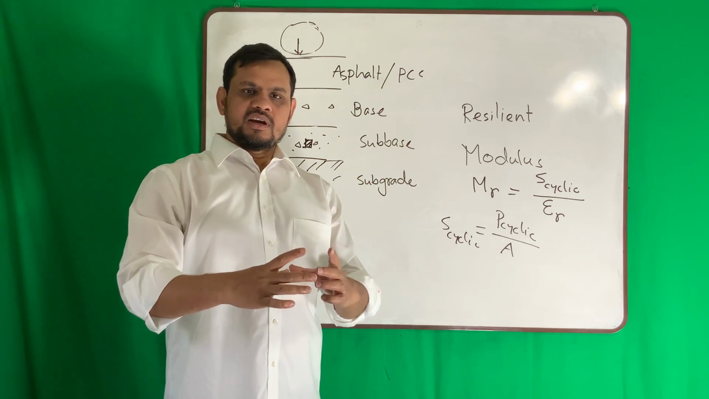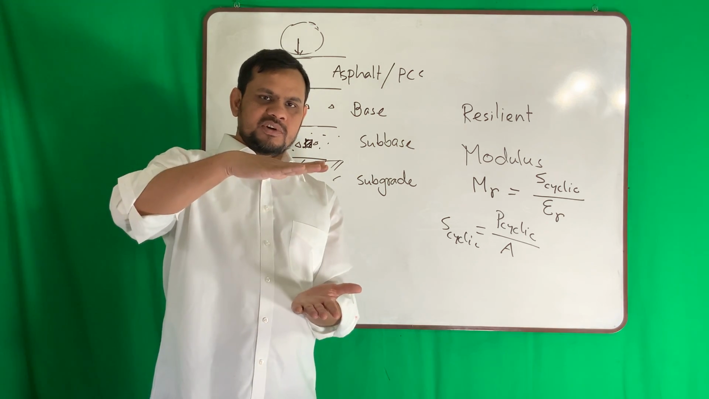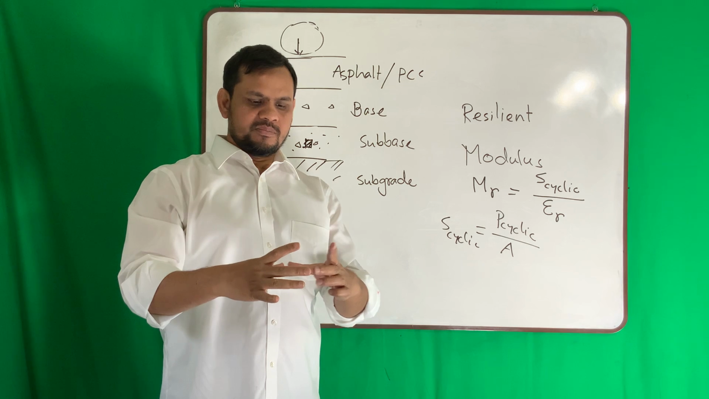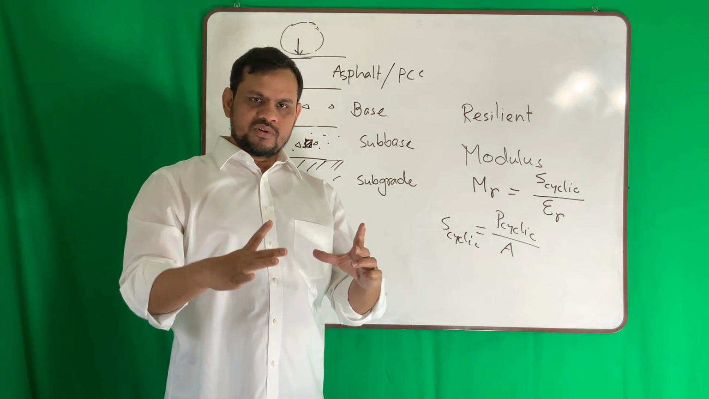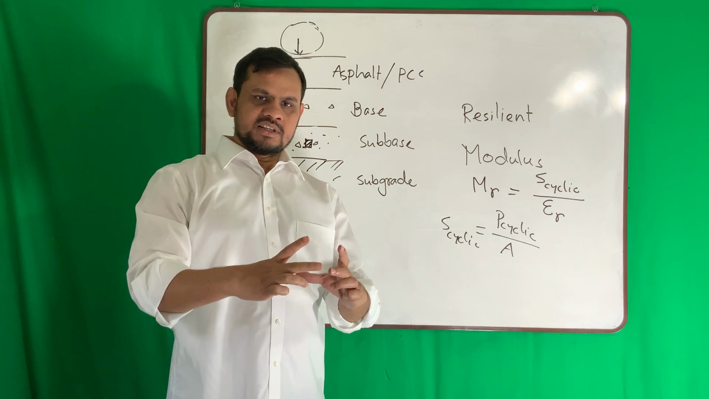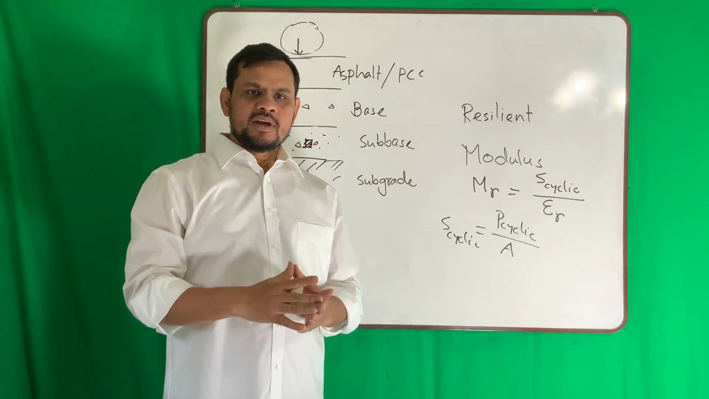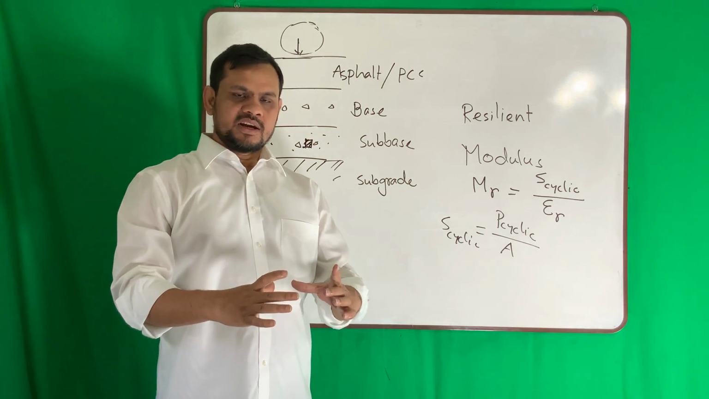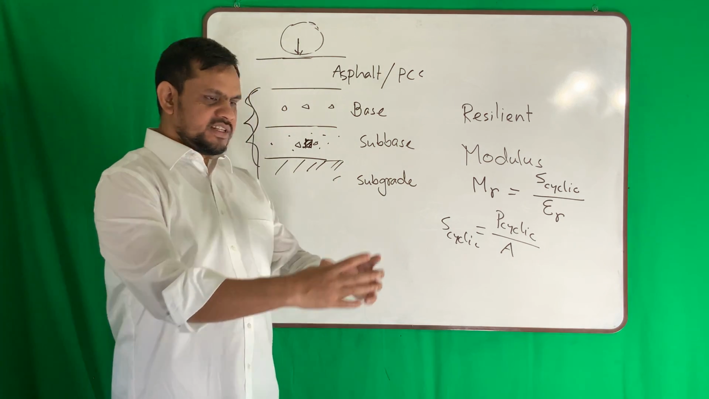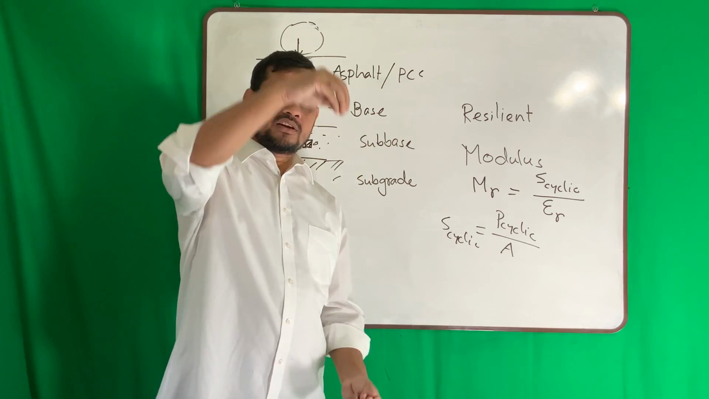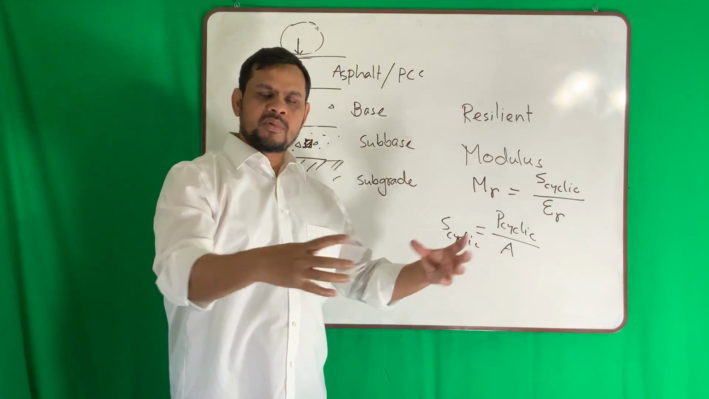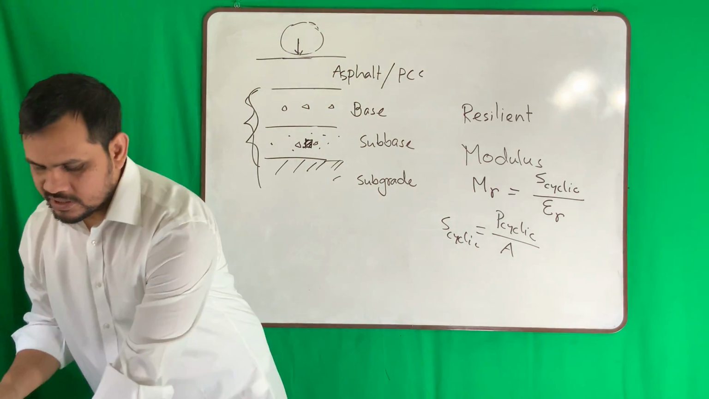Height is typically 2 times the diameter. If my diameter is 4 inches, height will be 8. If the diameter is 6 inches, height will be 12. So we prepare a cylindrical sample, place it inside a confined chamber, and apply cyclic load under defined confining pressure.